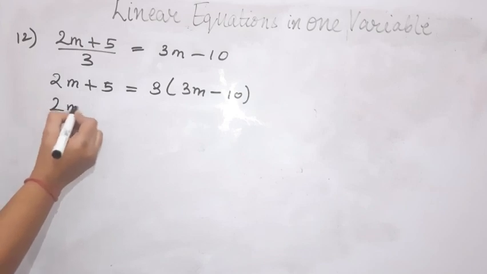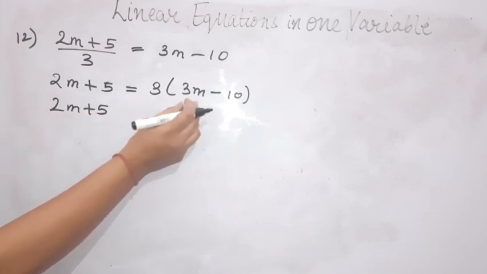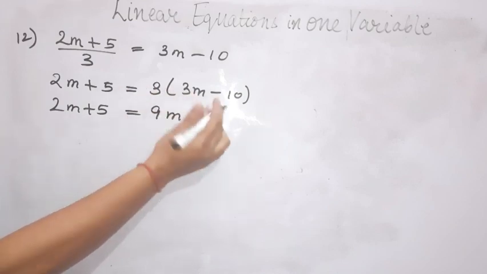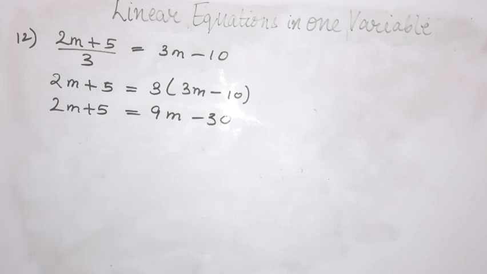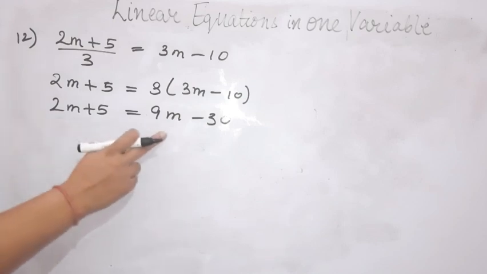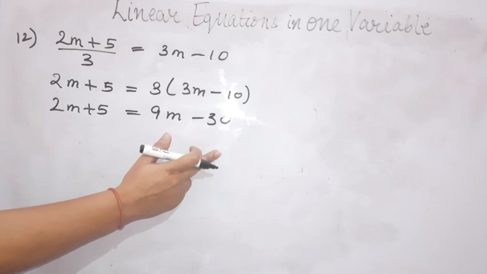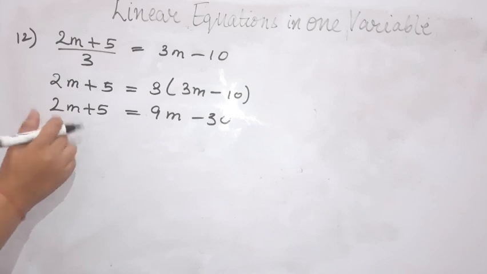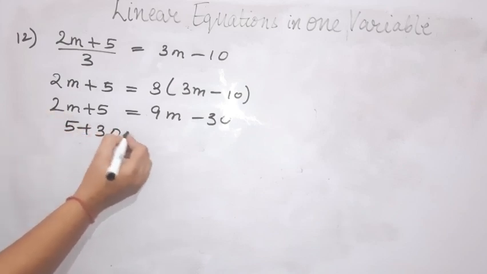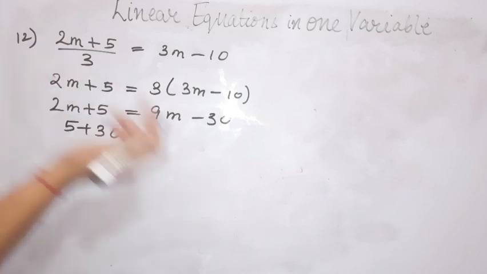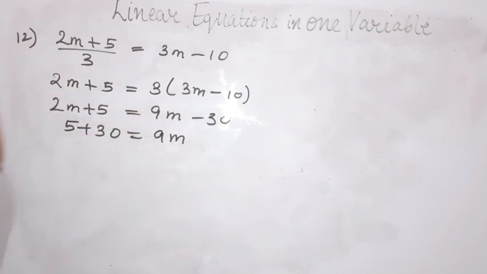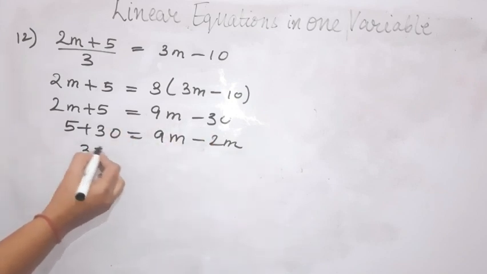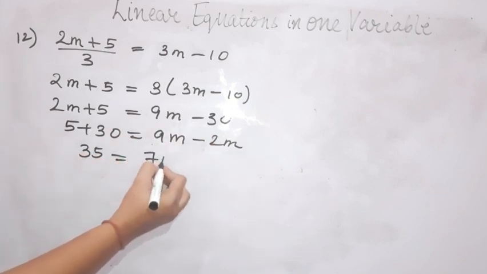Now 2m plus 5 is equal to 3 multiplied by 3m and also by 10. So 3 3s are 9, so it will be 9m minus 3 10s are 30. Now as you can see, this is 9m and this is 2m, this is plus 5, this is minus 30. Now this minus 30, once it comes to the left hand side, will become plus 30, and this 2m is positive. Once it goes to the right hand side, it will become negative. Okay, now 5 plus 30 is 35 and 9m minus 2m is equal to 7m.